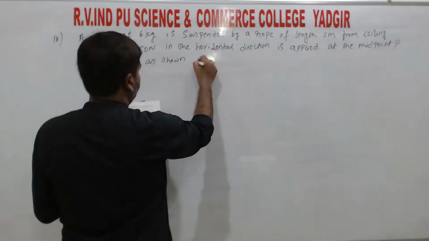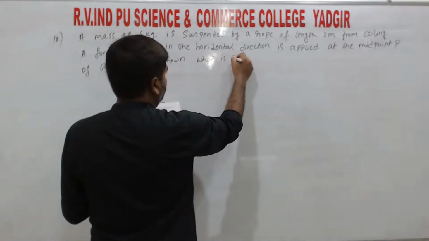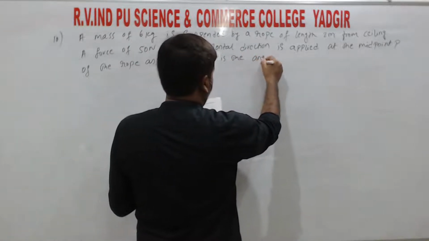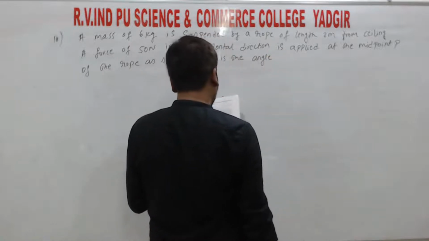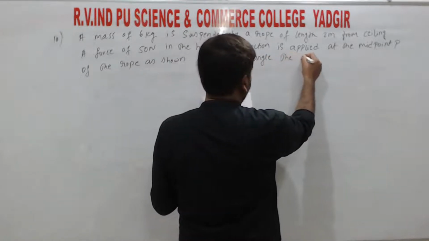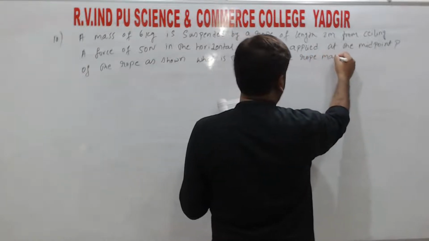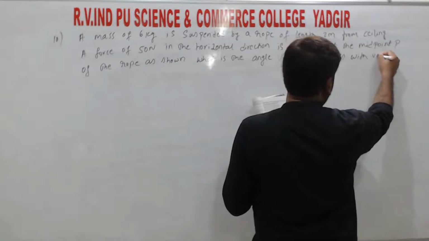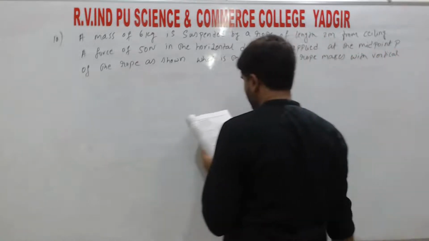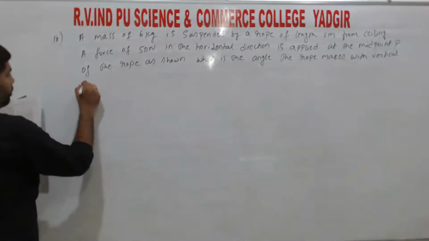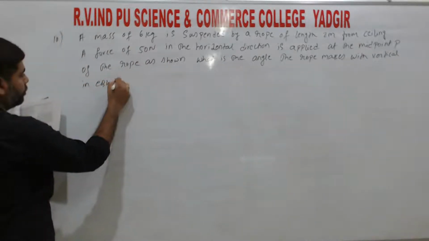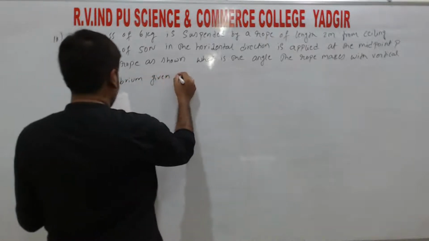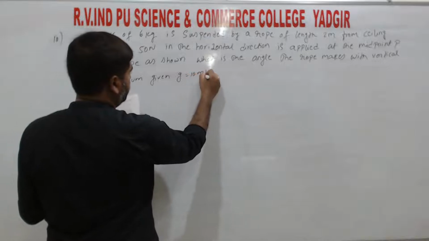What is the angle the rope makes with the vertical in equilibrium? Given g is equal to 10 meter per second square.